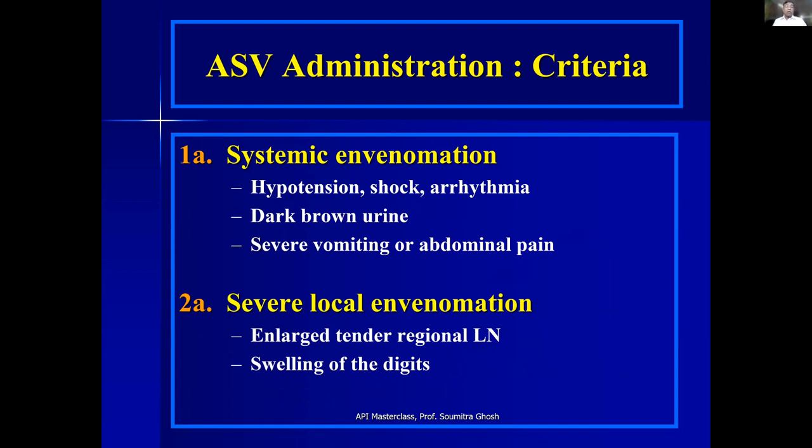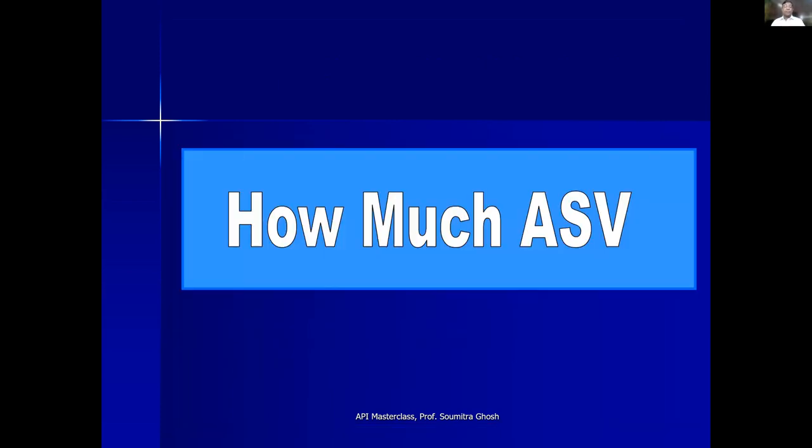And for severe local envenomation, it is very important if there are enlarged local regional lymph nodes and swelling of the digits. If these digits are swollen, and there is no other circulation except end arterial circulation, we should act very fast, because otherwise we may lose the digit.